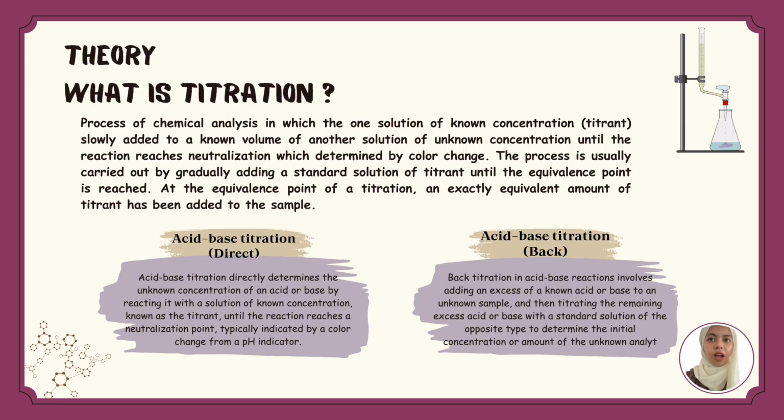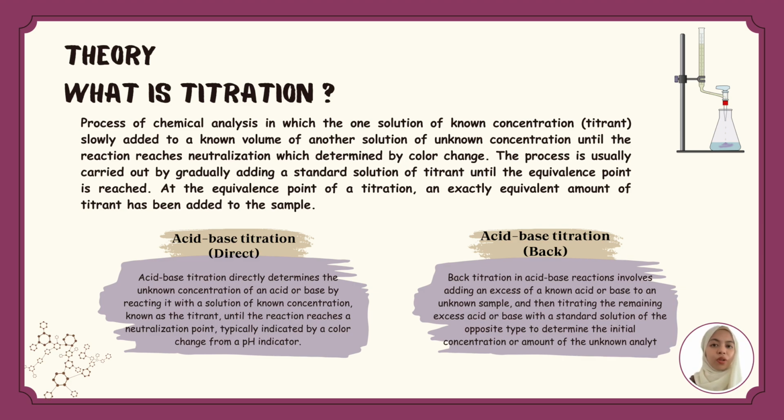What is titration? A process of chemical analysis in which one solution of known concentration, the titrant, is slowly added to a known volume of another solution of unknown concentration until the reaction reaches neutralization, which is determined by color change. The process is usually carried out by gradually adding a standard solution of titrant until the equivalence point is reached. At the equivalence point of a titration, an exactly equivalent amount of titrant has been added to the sample. So the titration has two types.